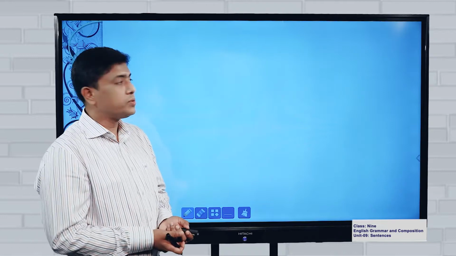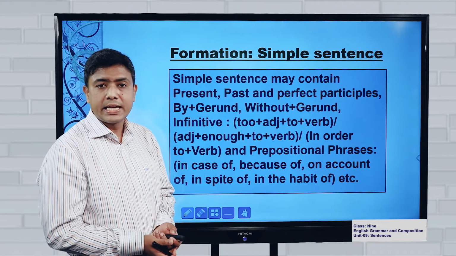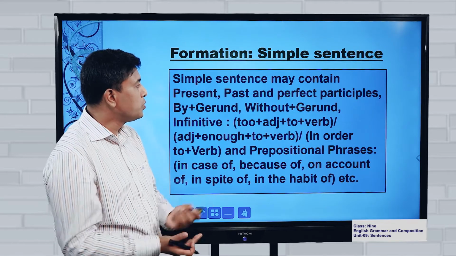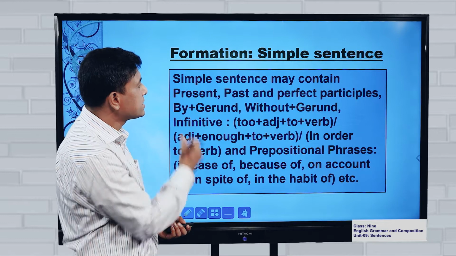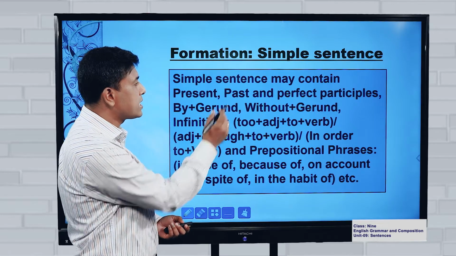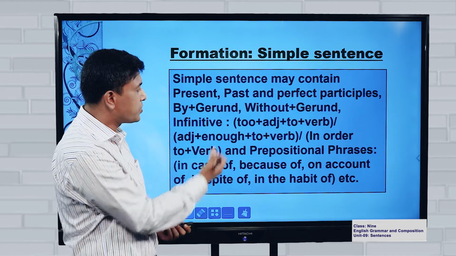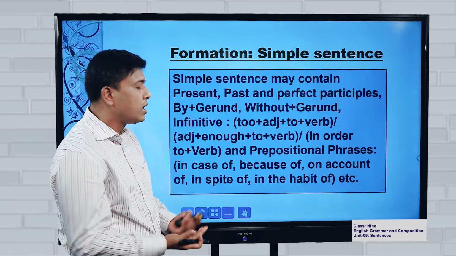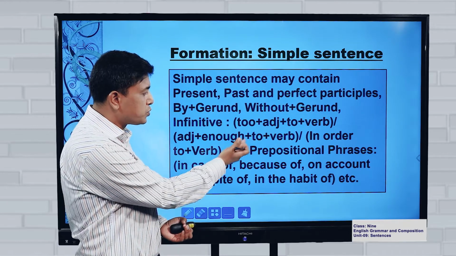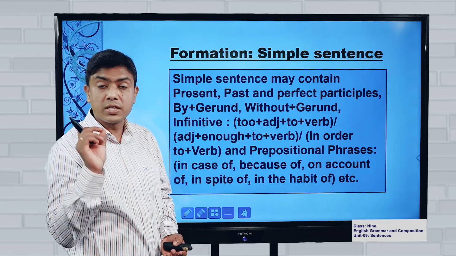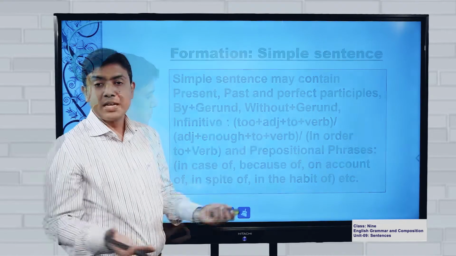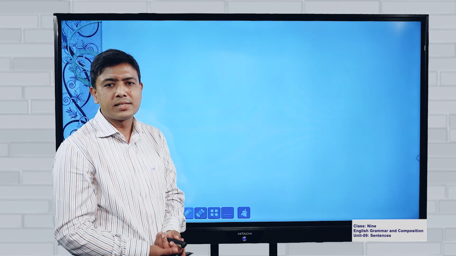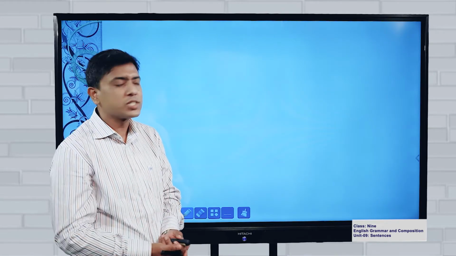Now, dear students, I am going to very quickly tell you the structures of simple sentences. If you look here, a simple sentence may contain present, past, and perfect participles, by gerund, without gerund, infinitive, that is to adjective, to verb, and also adjective enough to verb or in order to, that is the use of infinitives. Dear students, let us have a look at some examples of simple sentences. And by looking at those sentences, we can easily understand their formations.